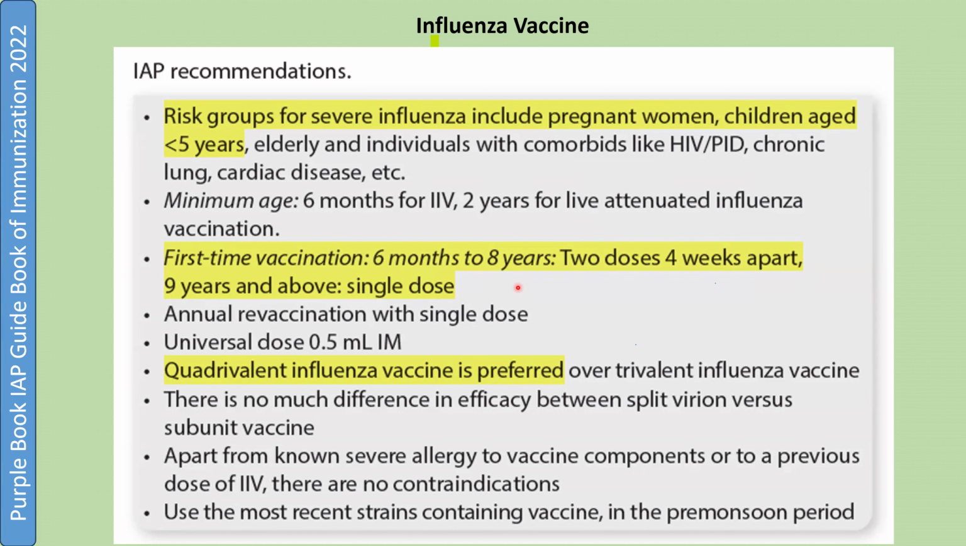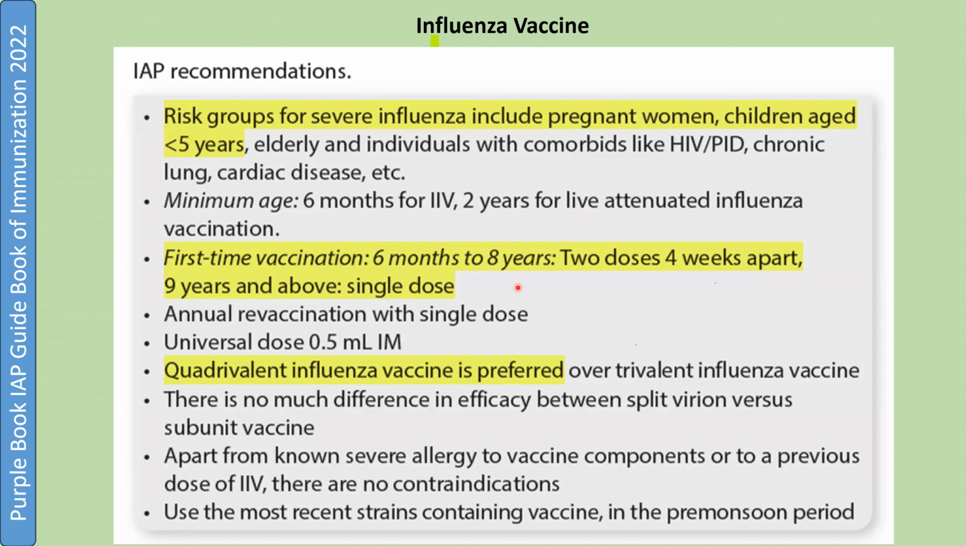Minimal age 6 months for inactivated influenza vaccine, 2 years for live attenuated influenza vaccine. First time vaccination 6 months to 8 years, 2 doses 4 weeks apart. 9 years and above single dose. Annual revaccination with single dose. Universal dose is 0.5 ml IM.